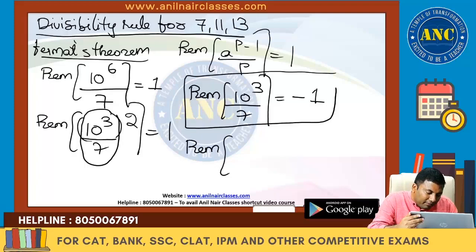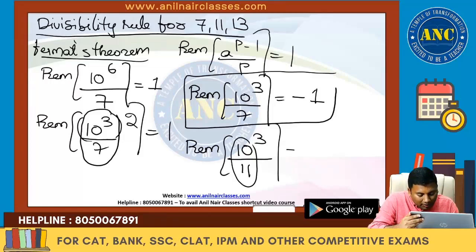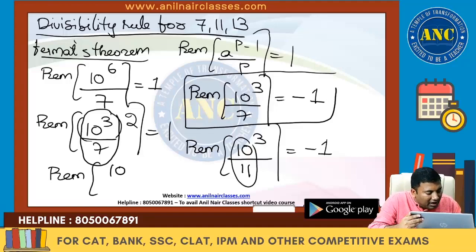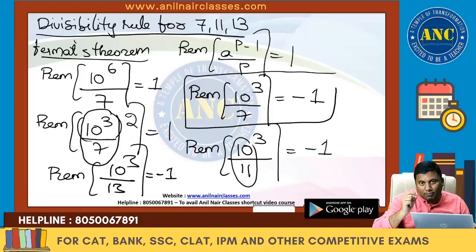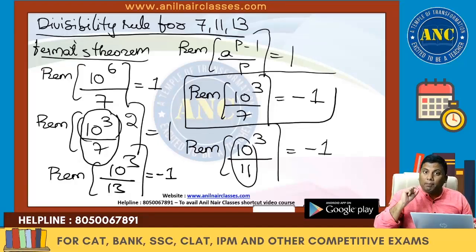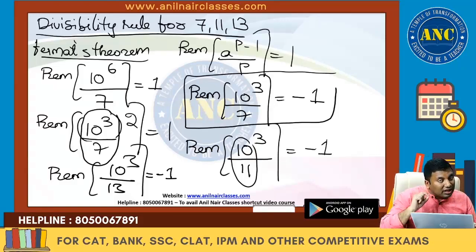10 cube by 11. 11 ones are 11. Minus 1. Minus 1 whole cube is minus 1. 10 cube divided by 13. 13 ones are 13, minus 3. Minus 3 cube is minus 27. 13 minus 2s are minus 26. It is minus 1. That means if you observe, 10 power 3 divided by 7 is minus 1. 10 power 3 divided by 11 is minus 1. 10 power 3 divided by 13 is minus 1.